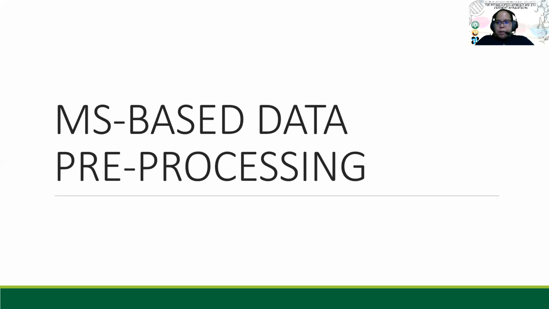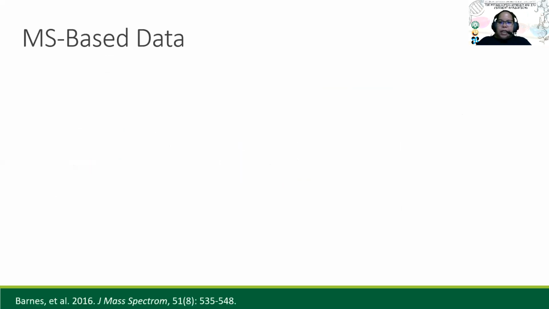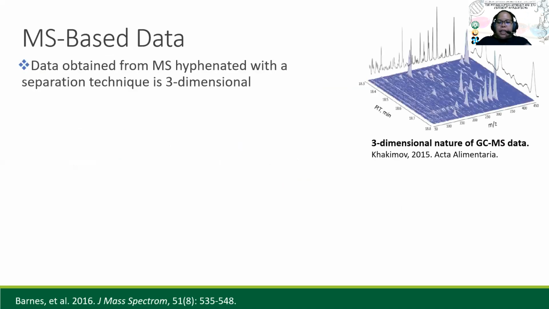Now, in MS-based data, it involves a different range of pre-processing. So the MS-based data, especially if you're looking at data that has been generated together with a separation technique such as GC or LCMS, what you get is three-dimensional data such as this. So you have three-dimensional data wherein you resolve peaks based on mass to charge as well as based on the retention time.